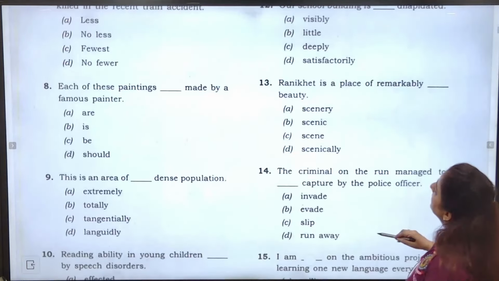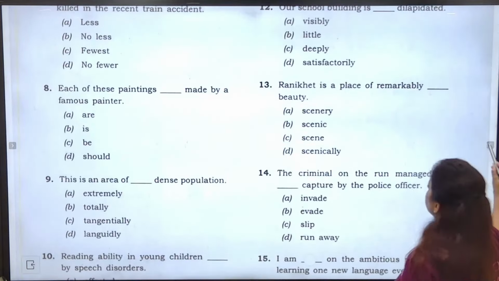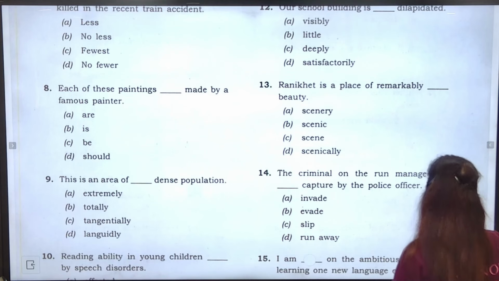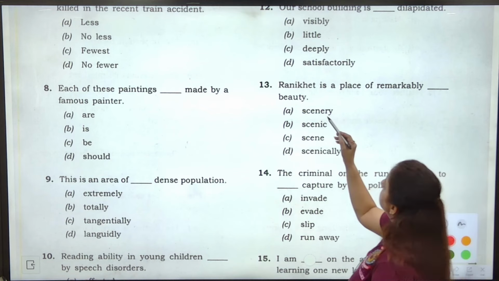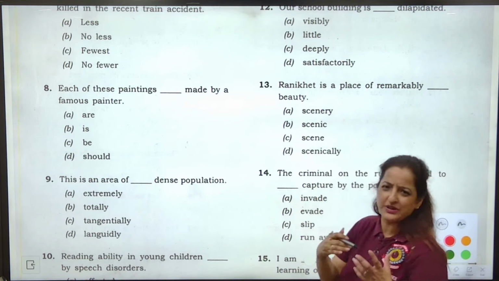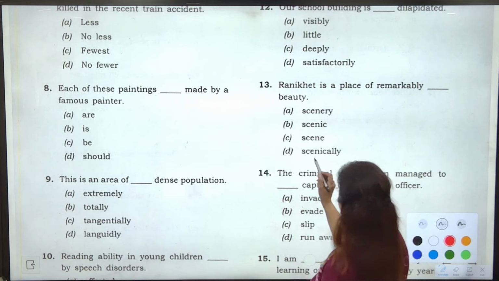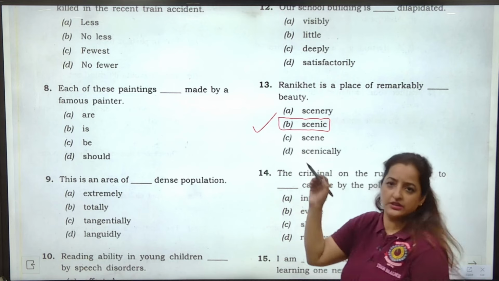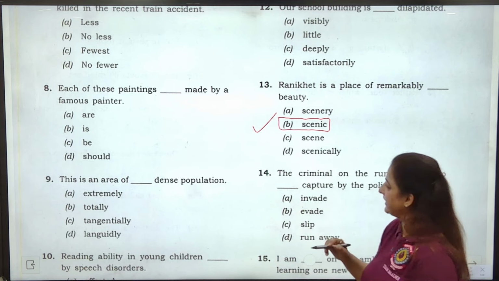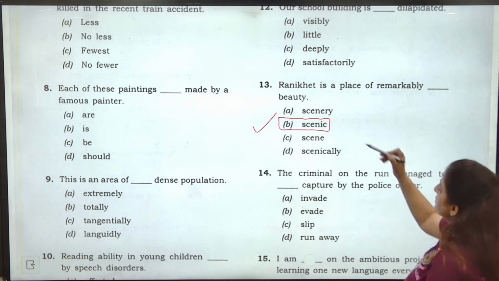Question 13. Ranikhet is a place of remarkably dash beauty. Now what beauty? यहाँ पे आपके word associations का knowledge काम आता है. Scenery beauty कहते हैं, grammar भी है. Scene beauty, scenically beauty, ये कोई word ही नहीं होता. Correct answer is Bravo, scenic beauty. Adjective and noun. We say scenic beauty. We don't use noun and noun.